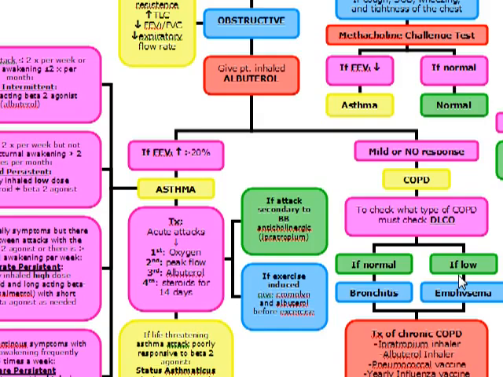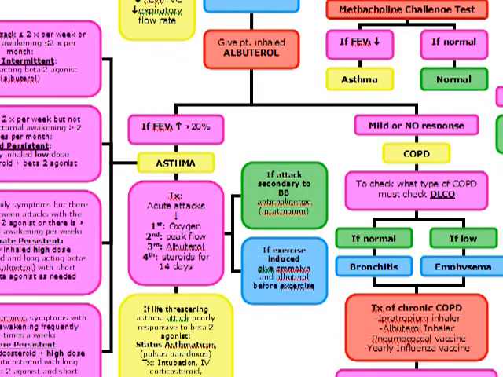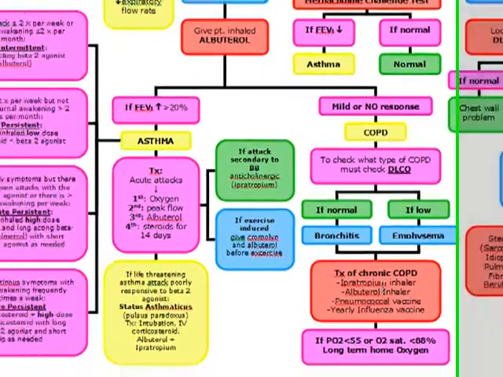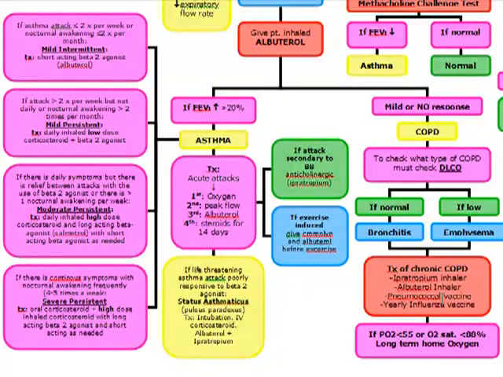Okay, and basically our treatment of the chronic COPD is ipratropium inhaler, albuterol inhaler, and we have to give our pneumococcal vaccine and our yearly influenza vaccine. It's very important, okay? And the time that we're going to do long-term oxygen therapy is when the PO2 is less than 55 and the O2 sat is less than 88%.